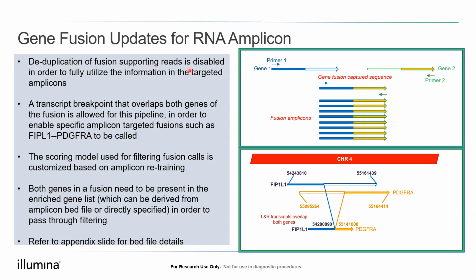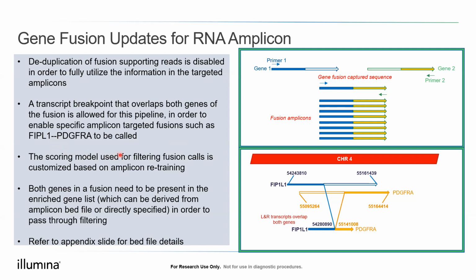Coming back to the left side, as is typical in the amplicon pipeline, the deduplication of fusion supporting reads is disabled. This helps us to fully utilize the information in the targeted amplicon, so we want to maximize the information that we can get. So we disable deduplication. A transcript breakpoint that overlaps both genes of the fusion is allowed. Again, you can see that the overlap is over here, and this is allowed, as we are showing in this example for these targeted fusions for these genes.